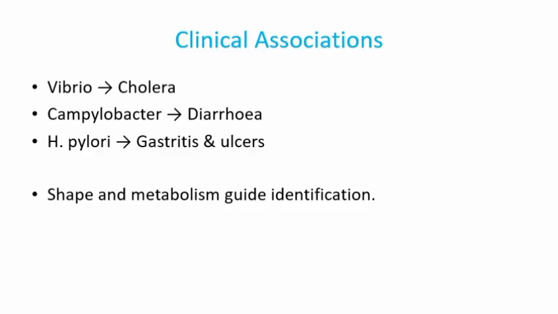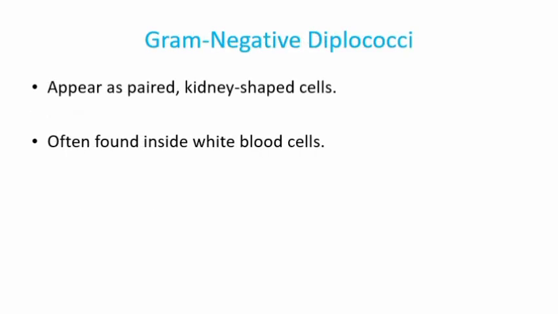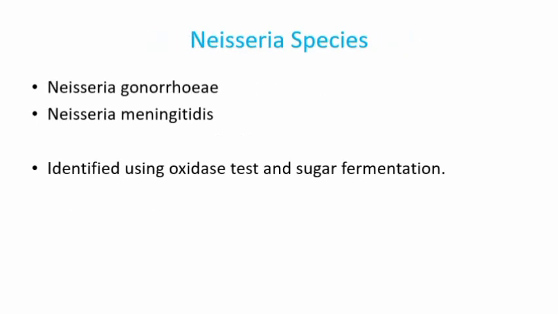Now let's move to a smaller but very serious group. Gram-negative diplococci usually appear kidney-shaped, often inside white blood cells. The two main ones are Neisseria gonorrhoeae and Neisseria meningitidis. In the lab, we identify them using oxidase testing and sugar fermentation patterns. And these organisms remind us that, honestly, arrangement and biochemistry matter just as much as the stain.